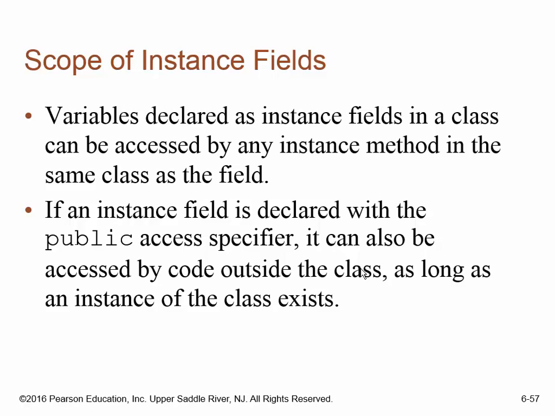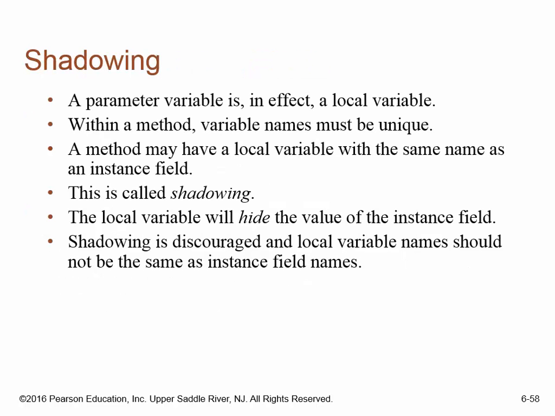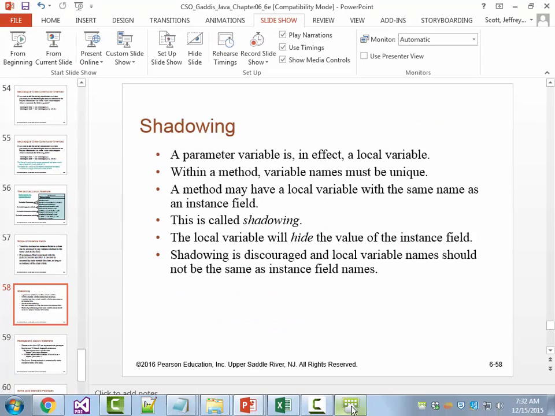All right. Variables declared as instance fields in a class can be accessed by any method without having to be passed. It says there, if an instance field is declared public, it can be accessed. There literally is almost never a reason to take an instance field and make it public. Okay. They talk about shadowing here, and I just want to mention this just so you see it as we're finishing up here.